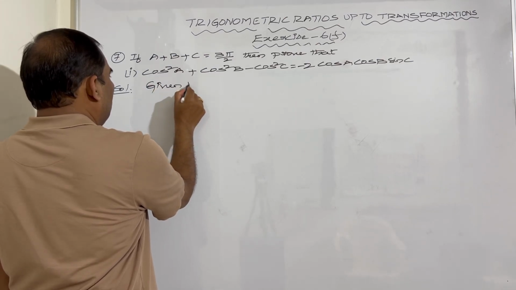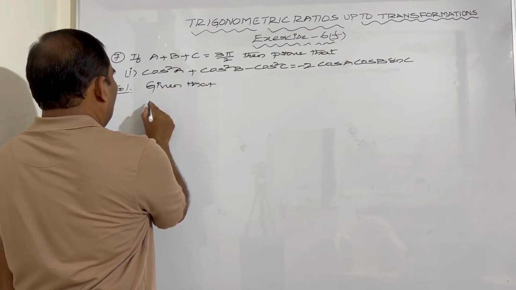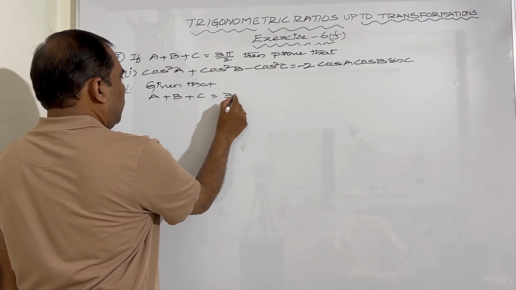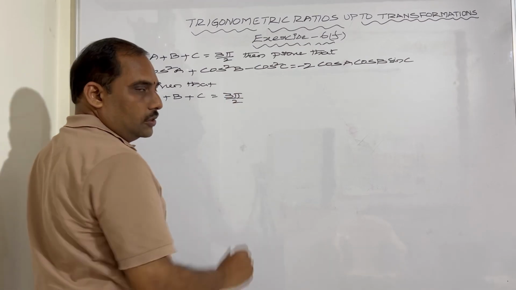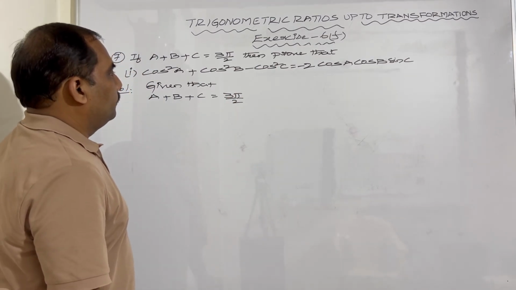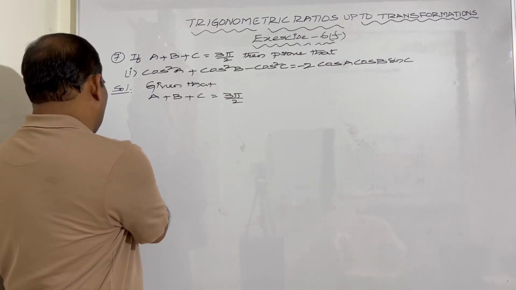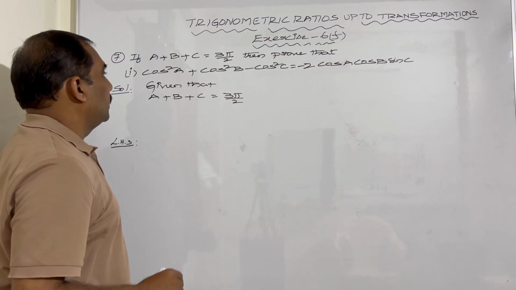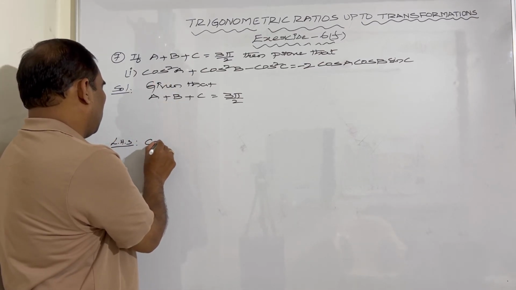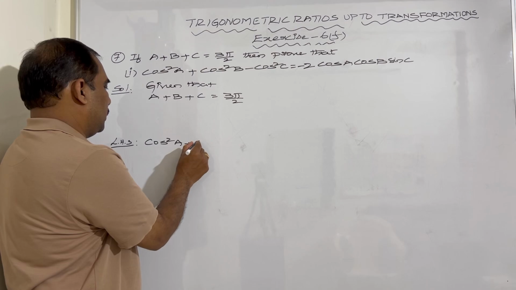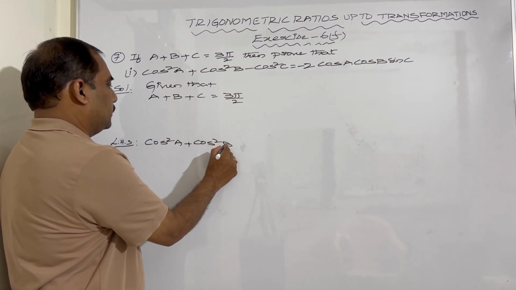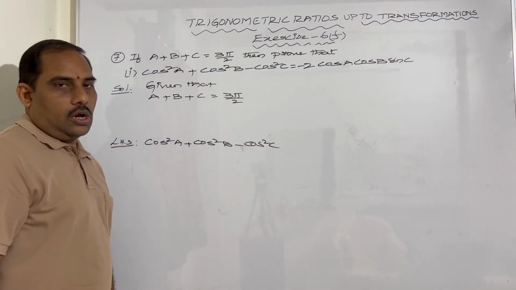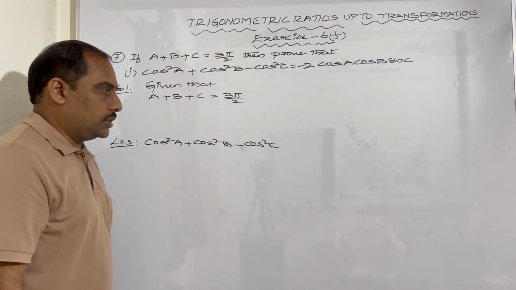In the solution, given that a plus b plus c is equal to 3 pi by 2, that is 270 degrees, 3 into 90. I am taking the LHS first. The LHS is cos square a plus cos square b minus cos square c. We know that cos square theta is equal to 1 minus sin square theta.